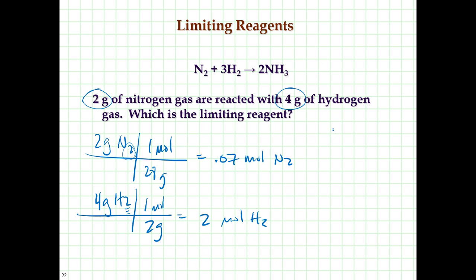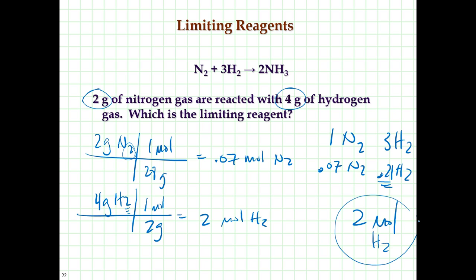So I need 1 nitrogen, 3 hydrogens. I have 0.07 nitrogens. I need 0.07 times 3, which is going to be 0.21 hydrogens. I need 0.21 hydrogens. I have 2 whole hydrogens. That's way more than I need. This is in excess, which means that this is my limiting reagent.